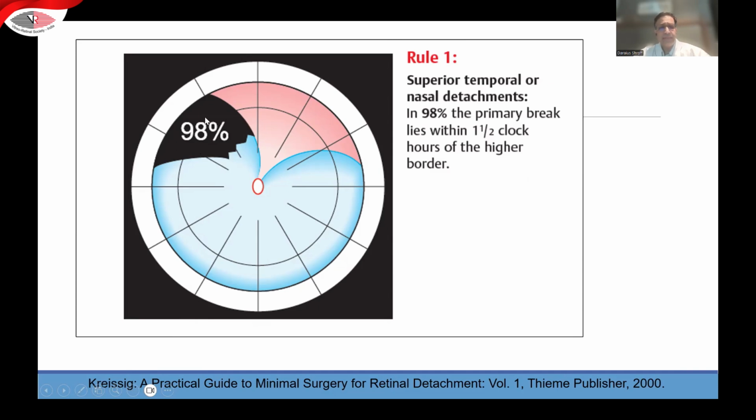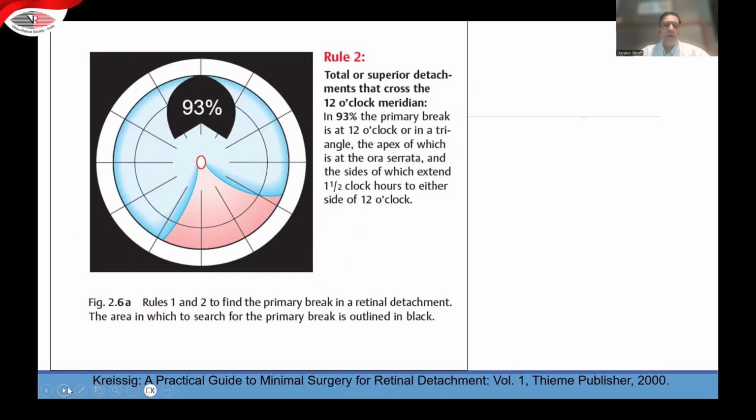So this is very nice because instead of having to see a whole retina very carefully for this, of course, exam is very important, but you can be quite sure that if you find a break in this area, then you're actually looking at the culprit break. What about rule number 2?